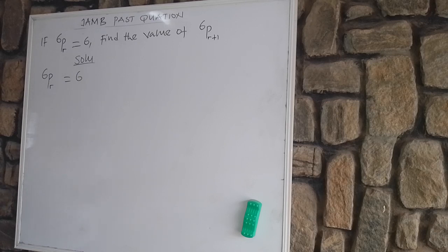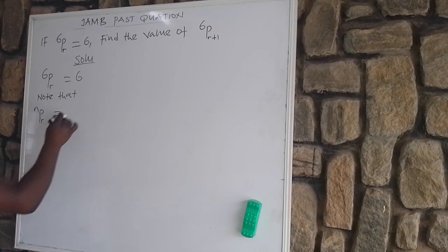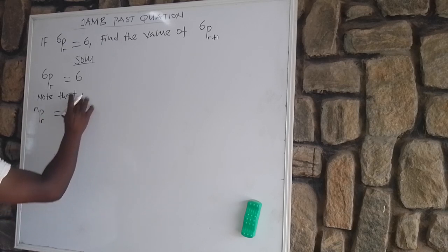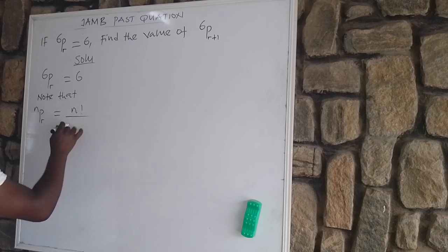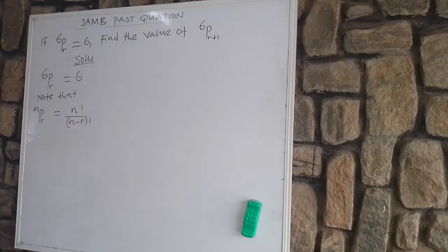What will first come into your mind is to note that n permutation r is always equal to n factorial all over n minus r factorial. So as it is now, we want to replace this with this formula. Our n here is 6.